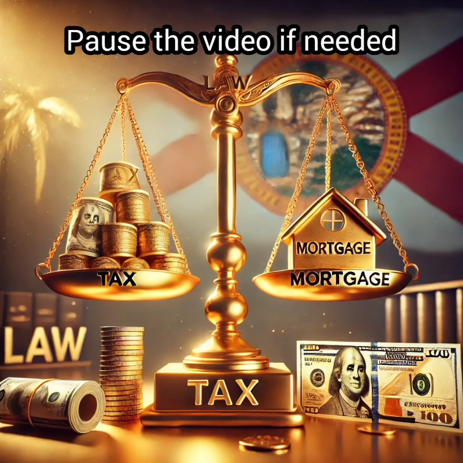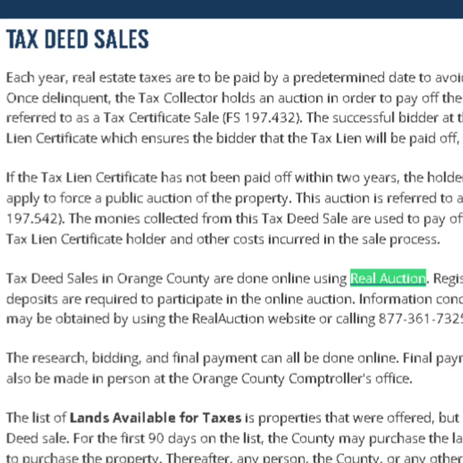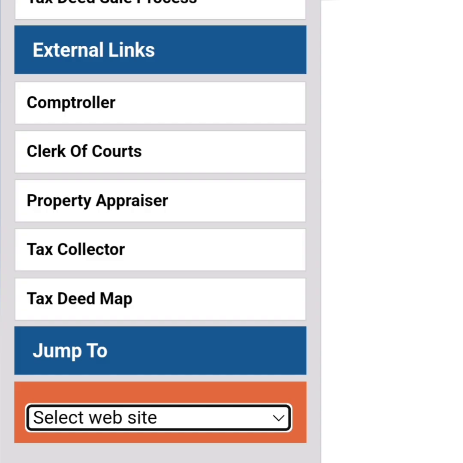How to look up mortgage and tax auctions. Mortgage and tax auctions are located on the Real Auction website. Once you have located one auction page for any given county, on the bottom left corner of the website are the words, Jump to, where you can select other counties for both tax and mortgage.